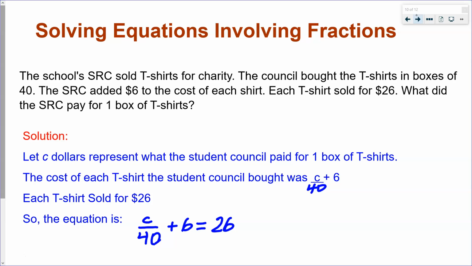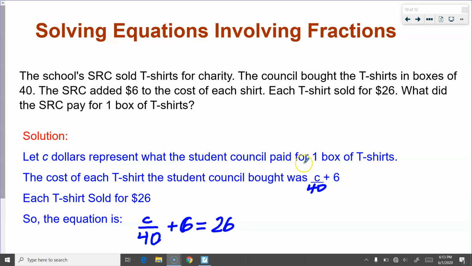Okay, so here's a real life question. The school SRC sold t-shirts for charity. The council bought the t-shirts in a box of 40. The SRC added $6 to the cost of each shirt, and each t-shirt sold for $26. What did the SRC pay for one box of t-shirts? So let C dollars represent what the student council paid for the box of t-shirts. The cost of each t-shirt the student council bought was C over 40, right? Because there was 40 per box, plus they added $6. So each t-shirt sold for $26, and this is your equation. C over 40 plus 6 equals 26.